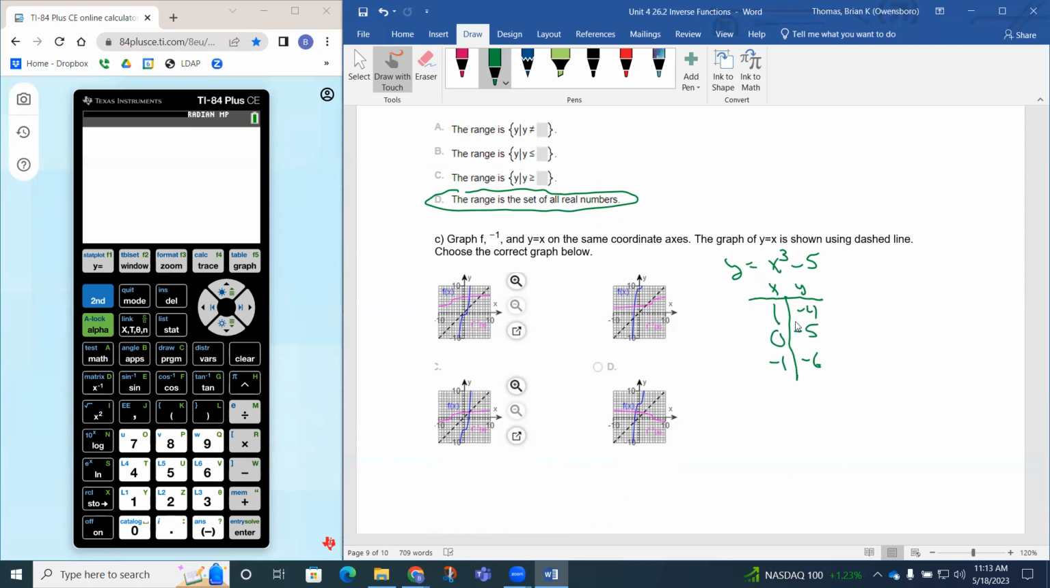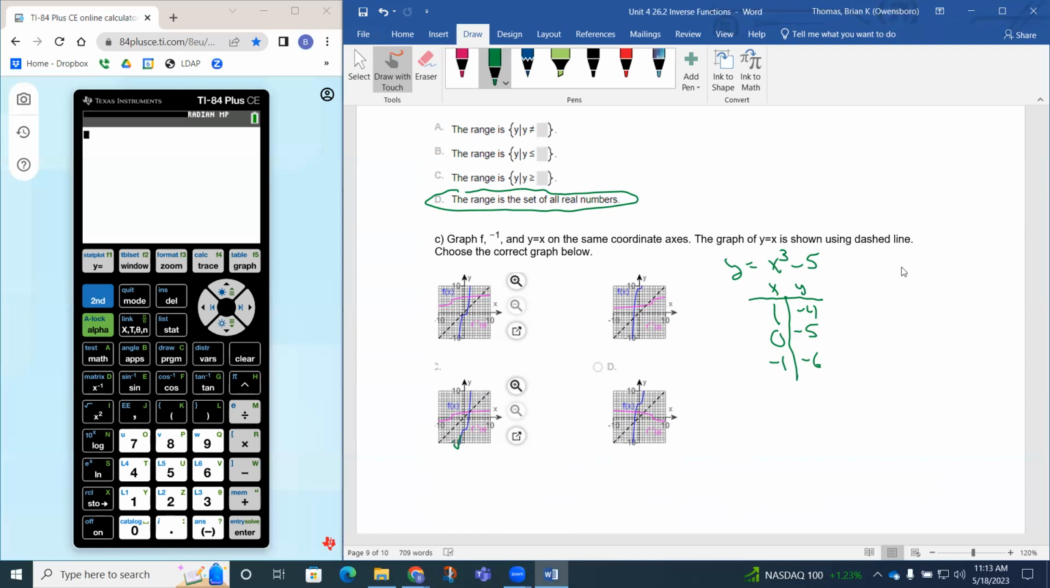So for the first function, we should have a point at 1, negative 4. So right 1, down 4. This one looks pretty good here. 1, negative 4. That's my snake that I'm talking about there. So this one looks like it's matching just fine.